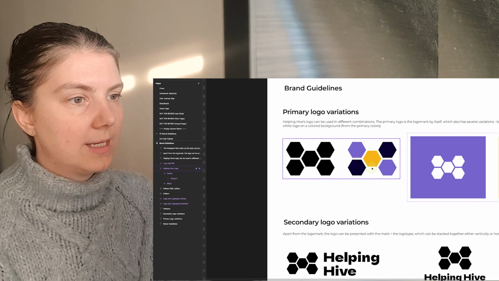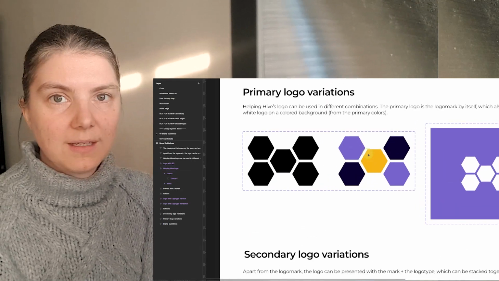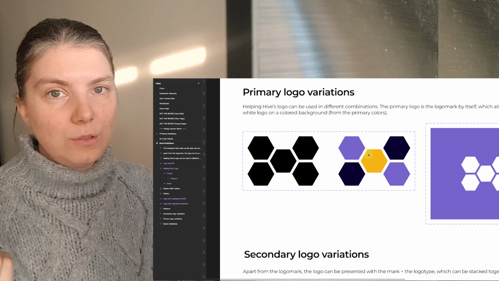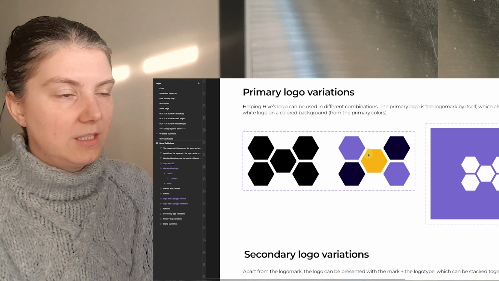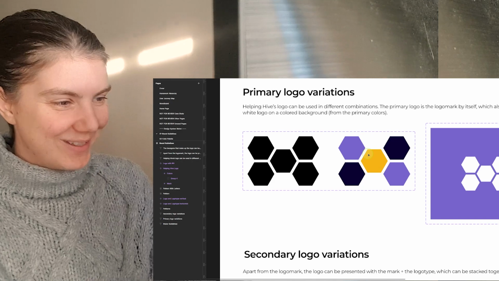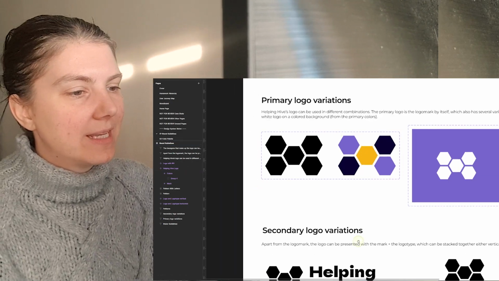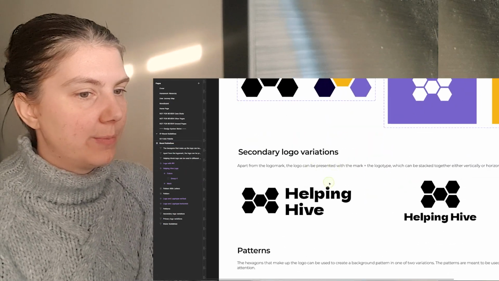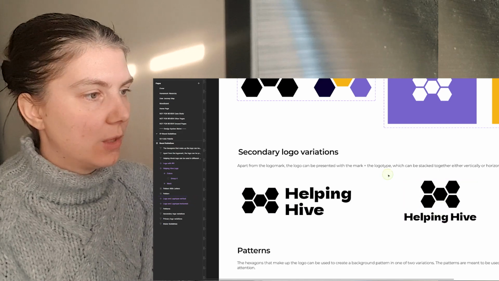Right, so I thought this was a nice concept. The hexagons make up an H, Helping Hive, so two H's. So I thought it was a good idea. You'll tell me in the comments if it's not. And the secondary logo variation is just Helping Hive with the logo mark here.